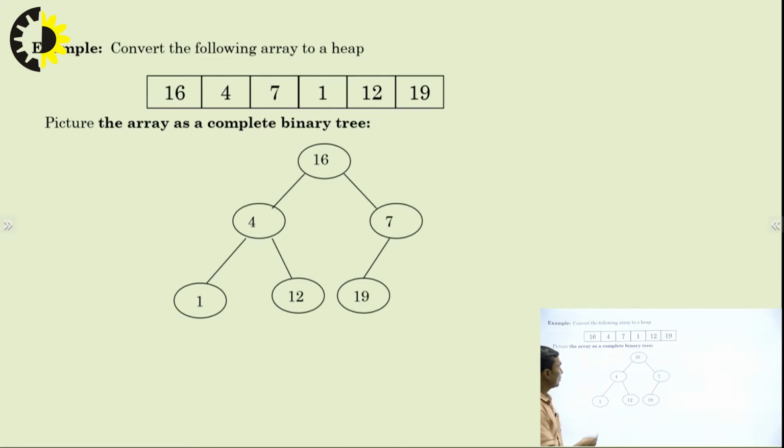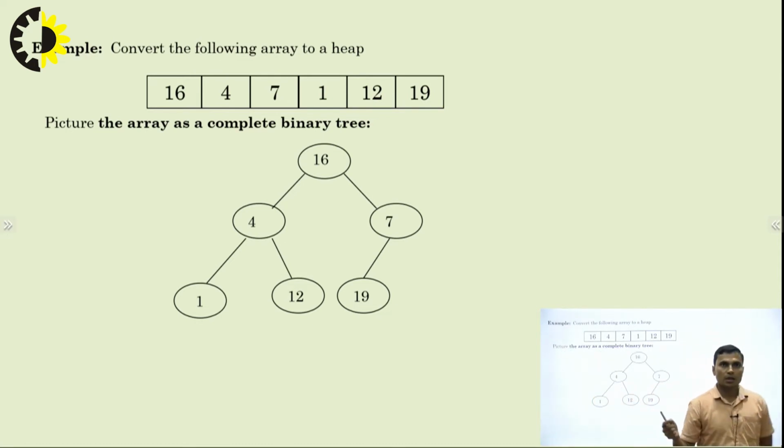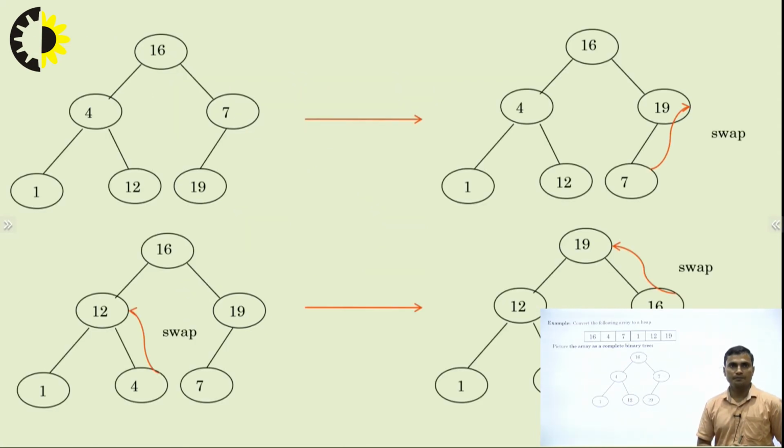So first we are going to picture this array as a complete binary tree. In a complete binary tree we are just arranging the elements of the array as they are available in this array. So this 16, which is available at index 1, will be at the root, and in the same order we will arrange all the elements in this complete binary tree.